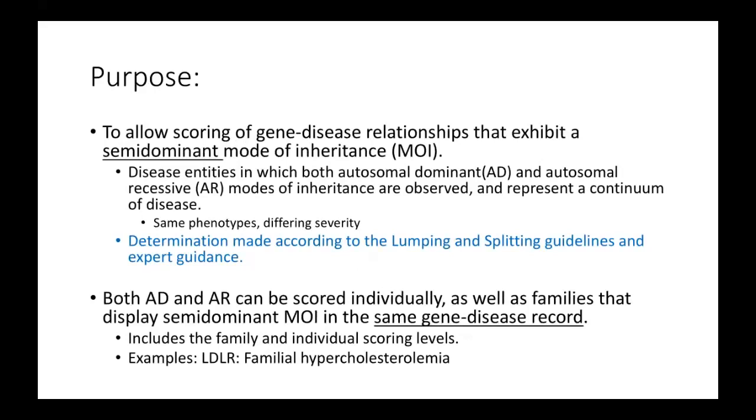So you would think of it as both the autosomal dominant and recessive modes of inheritance would show the same exact phenotype with potentially differing severity. The determination of this is made according to the lumping and splitting guidelines, as well as expert guidance using these guidelines. To note, both autosomal dominant and recessive can be scored individually within this new mode of inheritance, as well as families that display semi-dominant mode of inheritance in the same gene disease record. This will include the family and individual scoring levels, and an example would be the gene LDLR with familial hypercholesterolemia.